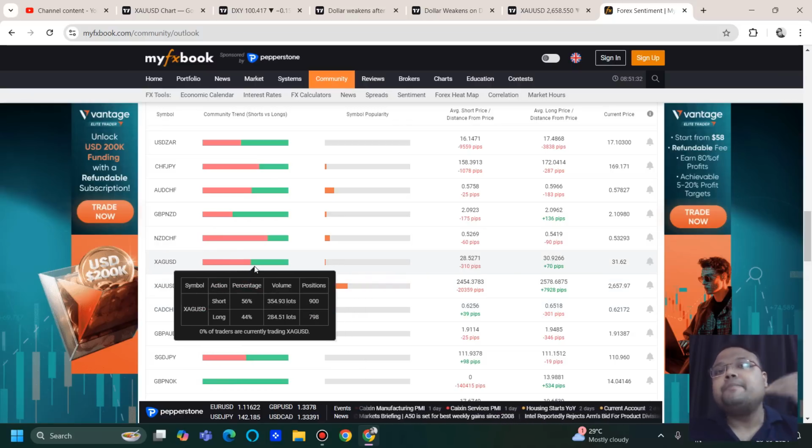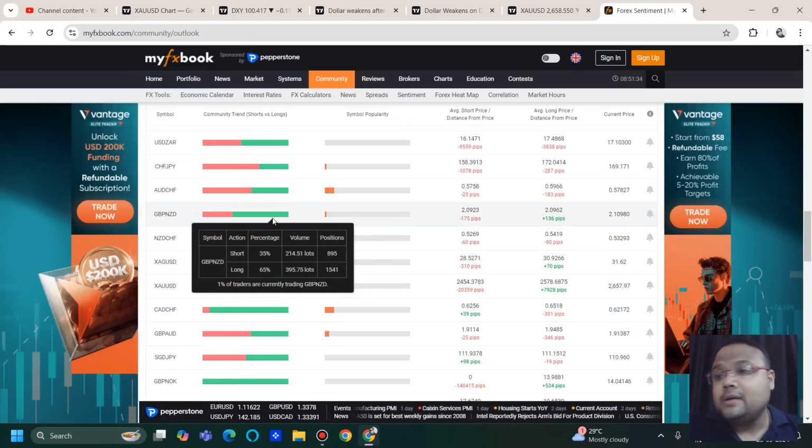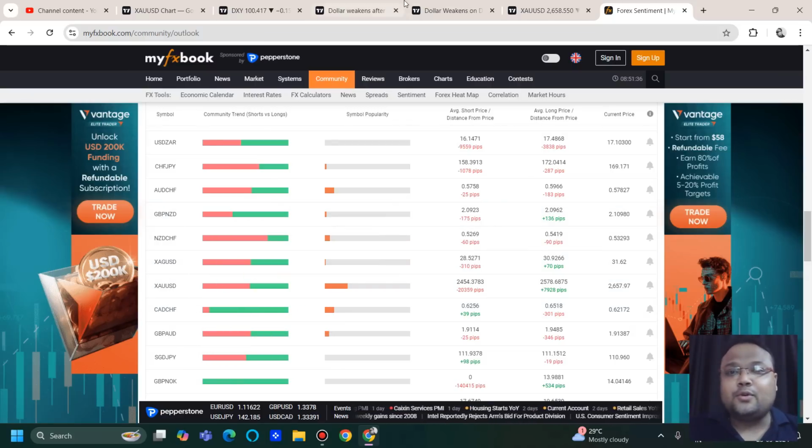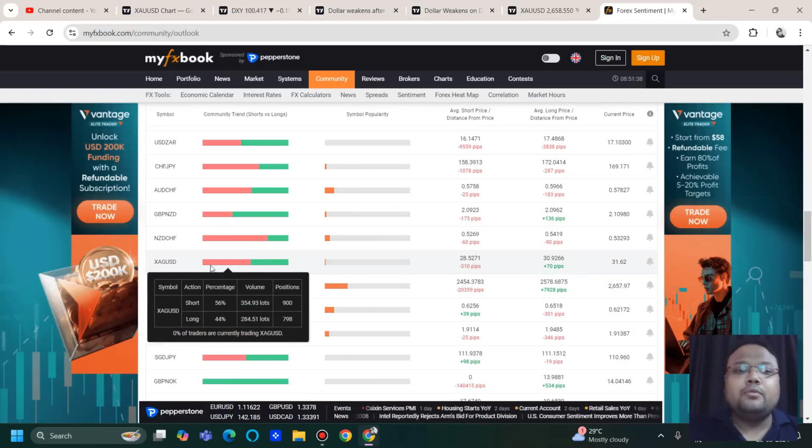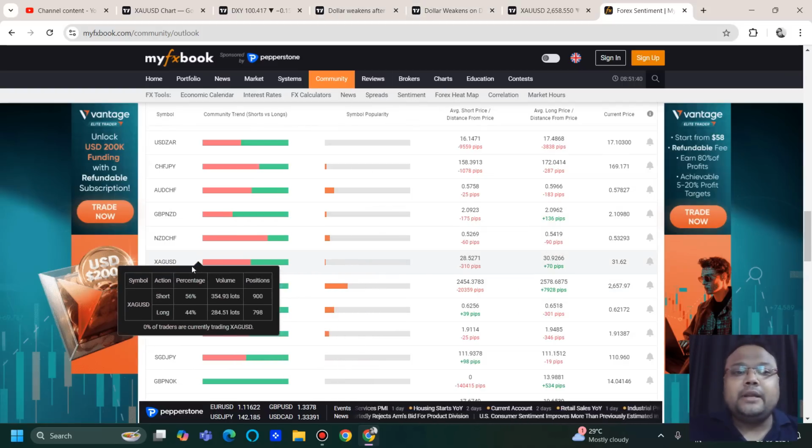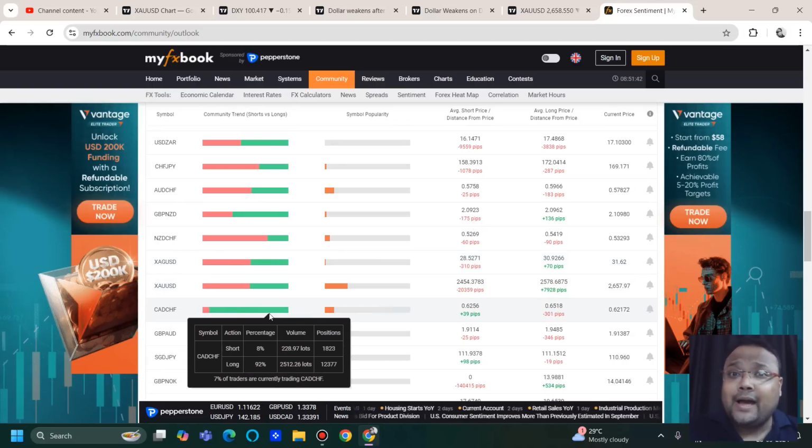So what does it mean? It means that we may see some correction on the chart of gold because market never moves in the same direction as the Forex sentiment meter. Why? Because see, trading is a zero-sum game. If someone is winning, someone will be losing money. And most of the time, it is seen that retail traders lose money.